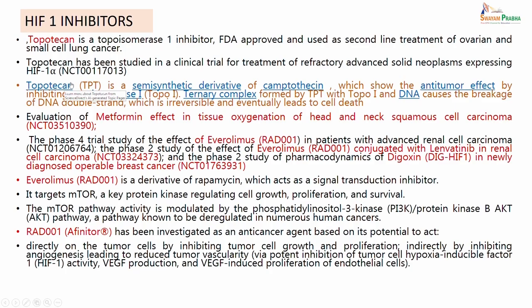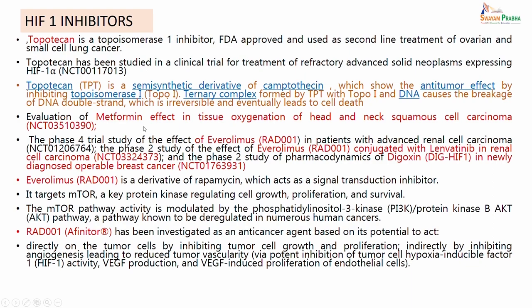Basically, topotecan is a synthetic derivative of camptothecin, which shows the anti-tumor effect by inhibiting the topoisomerase enzyme. There is a ternary complex which is formed by the topotecan along with the topoisomerase enzyme and the DNA. So, all three together form a ternary complex. This causes breakage of the DNA double strand, which is irreversible and eventually leads to cell death. So, this is the mechanism by which topotecan acts.